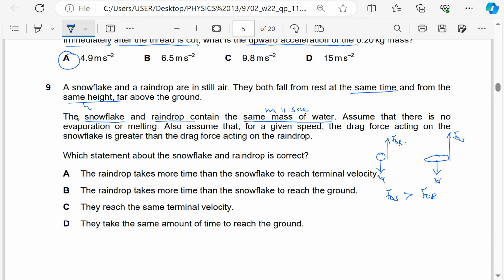The raindrop takes more time than the snowflake to reach terminal velocity. Remember, terminal velocity is got when the resultant force is 0, and the resultant force here will be weight minus Fd. And this means MA is going to be the weight minus Fd. And the terminal velocity is going to depend on the acceleration, or how long it takes to reach a zero acceleration. So because Fd is smaller, it means the resultant force here is going to be smaller.